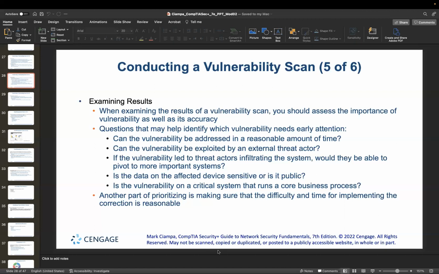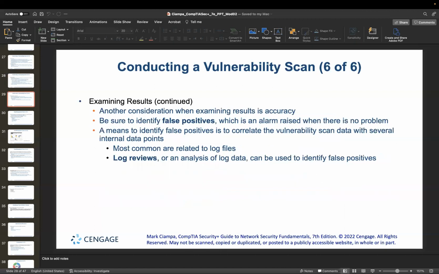So anyway, analysis of the results is always there. And you want to be very vigilant when you look at the results, because one possible problem that you can always see is false positives or false negatives, right? Which are alarms that are being raised for no reason, or alarms that are not being raised for no reason. So you have to identify false positives, so correlate the vulnerability scan data with several internal data points so that you can figure out, oh no, this is a false positive.